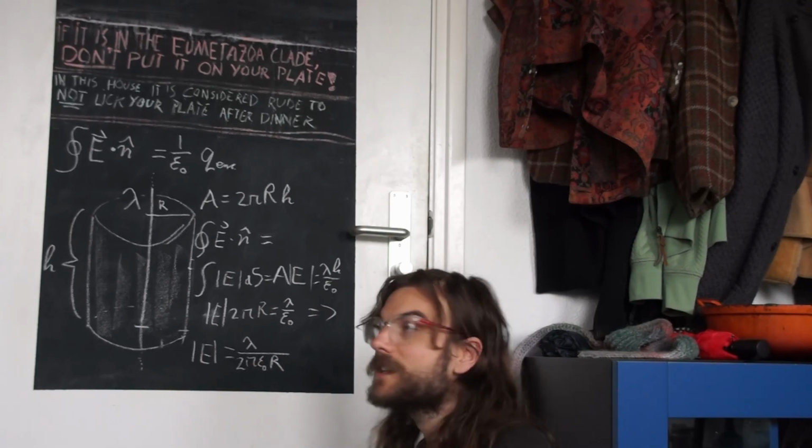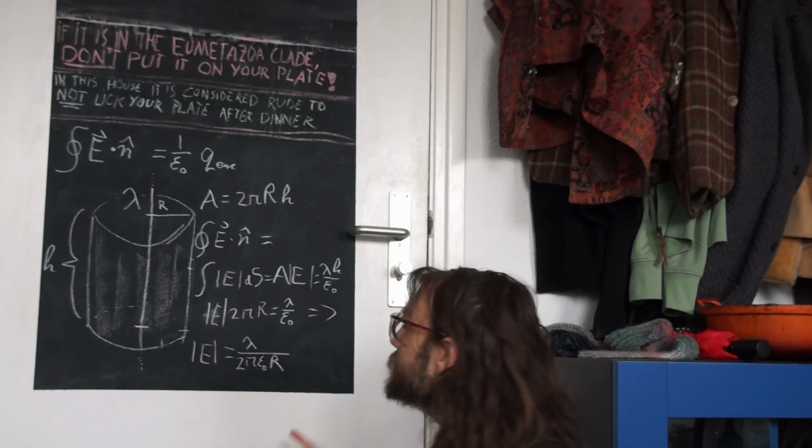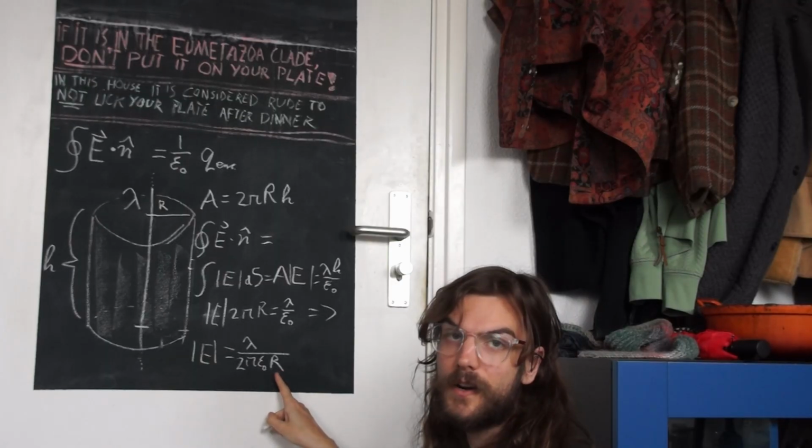So if we have an infinite line, then the strength of our electric field doesn't decrease with r squared anymore, it only decreases with r.